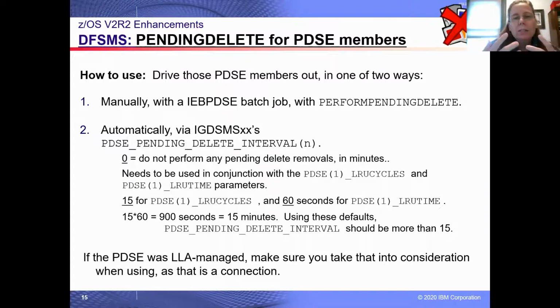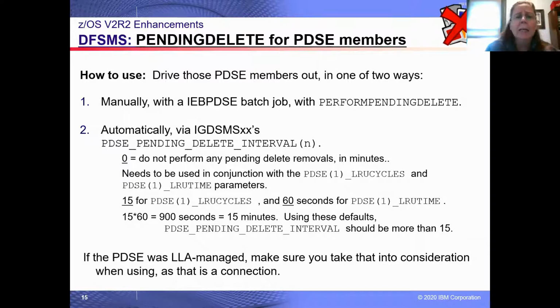So if I, by default, want to turn this function on, and I'm going to use 15 for my LRU cycles, and I'm going to use 60 seconds or 1 minute for my LRU time, 15 times 60 is going to give me 900 seconds. 900 seconds is 15 minutes. That's the default you'll get for PDSE pending delete interval should you choose to use it and use the default for the cycles and the time.